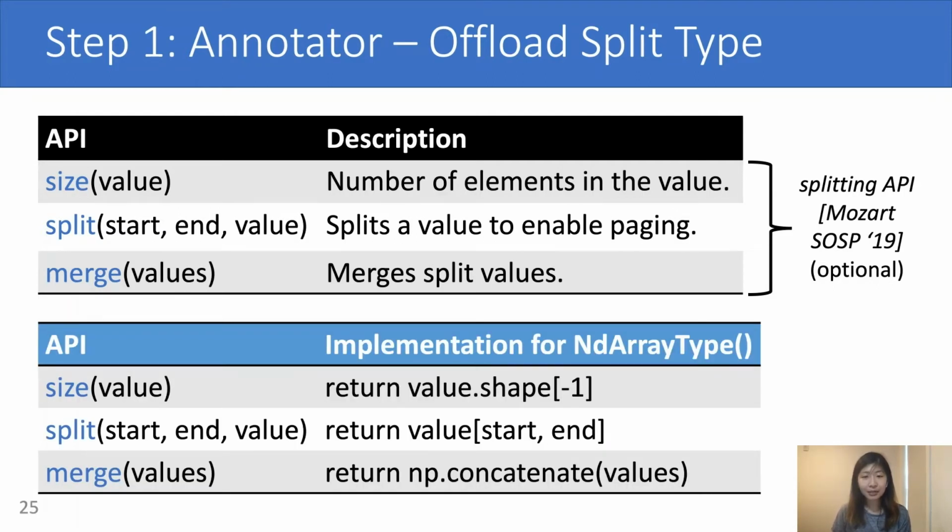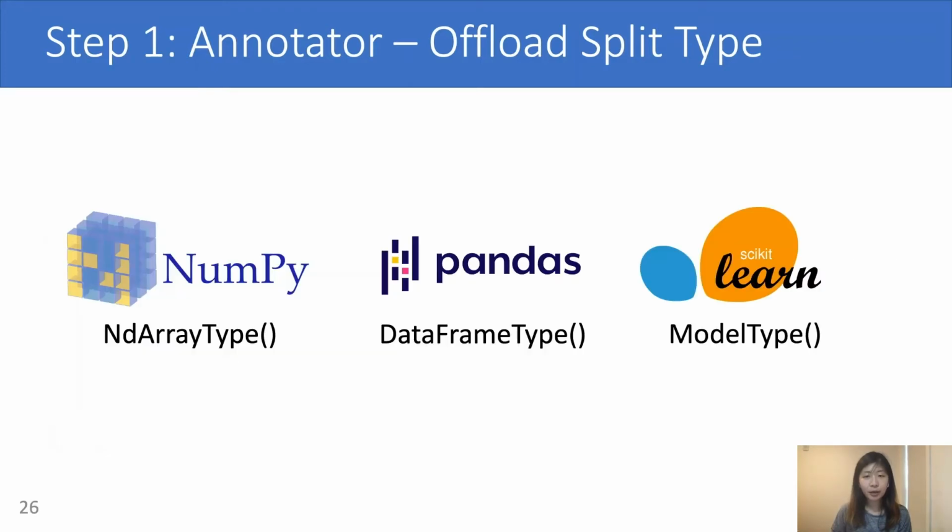Since NumPy's ND array is a matrix, the splitting API for the ND array type is essentially matrix operations over the value. Overall, the offload split type interface can be easily generalized. We were able to implement the interface for other common types like Pandas data frames and machine learning models in Scikit-Learn.